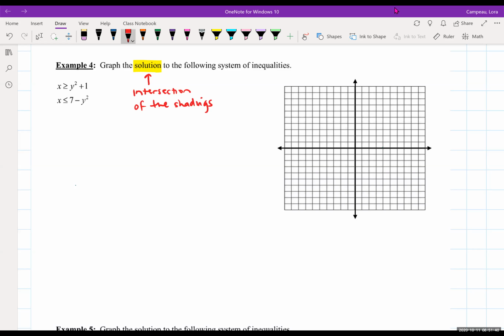So we're just going to have to make sure that when we graph each inequality, I like to graph the boundary curve first, and then I figure out the shading, and then I move on to the next inequality. So starting off with this particular inequality that I've boxed in green, I'm going to look at replacing the inequality symbol with an equal sign so I can understand what the boundary curve looks like.